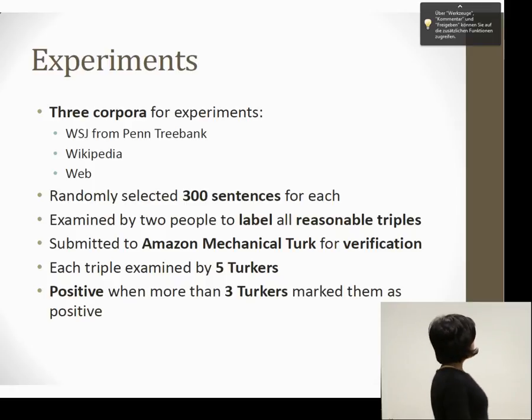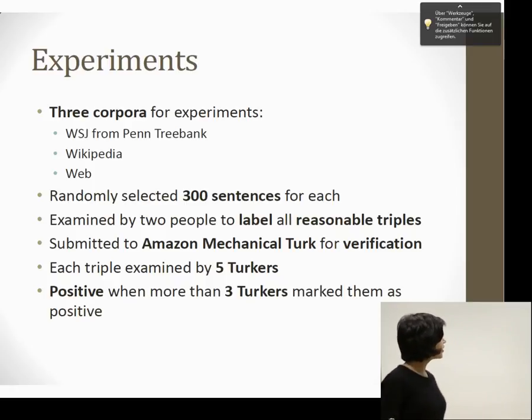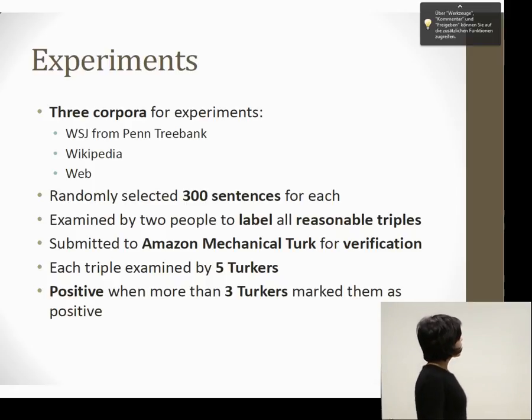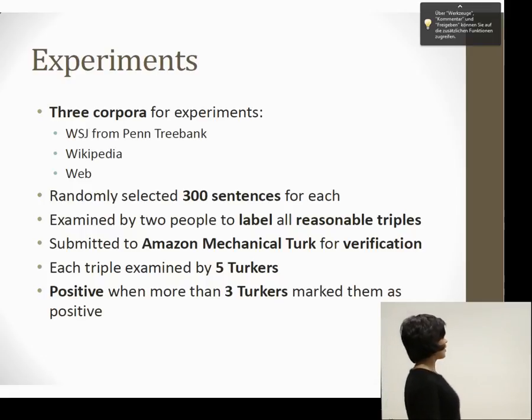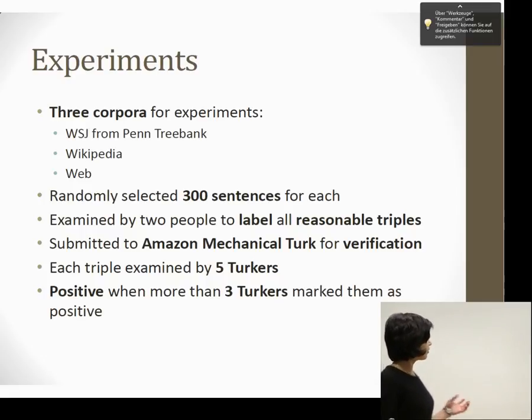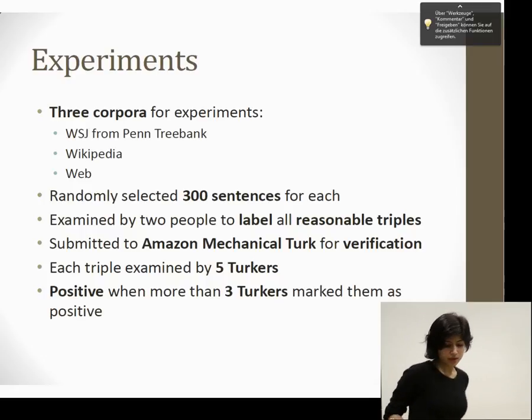And so, for the experiments examining our system, we use three different corpora: Wall Street Journal from the Penn Treebank, Wikipedia, and Web. We selected randomly 300 sentences from each of them, labeled them automatically, and then gave them to Amazon Mechanical Turk for verification, asking people if each extraction is positive or negative.